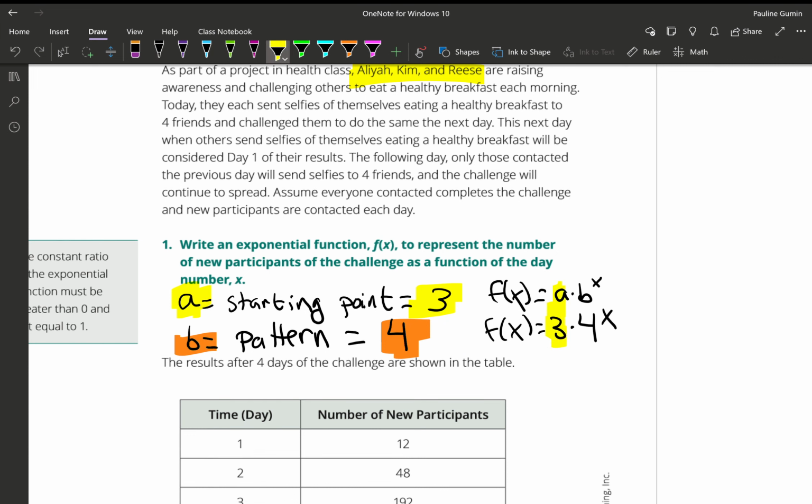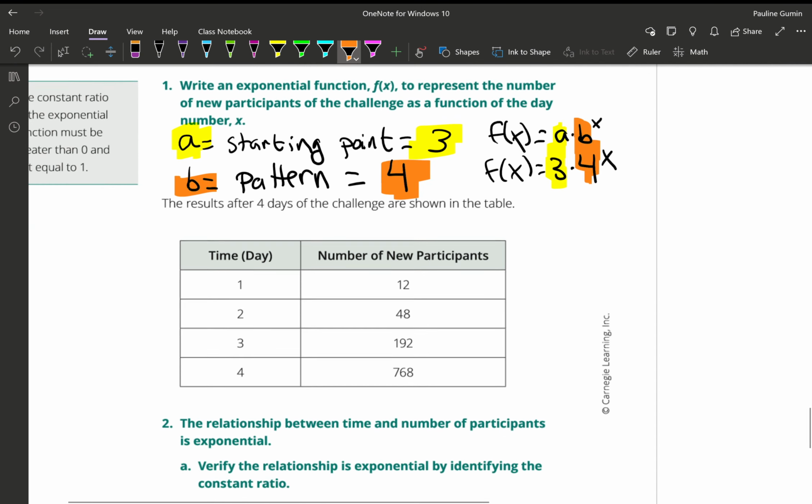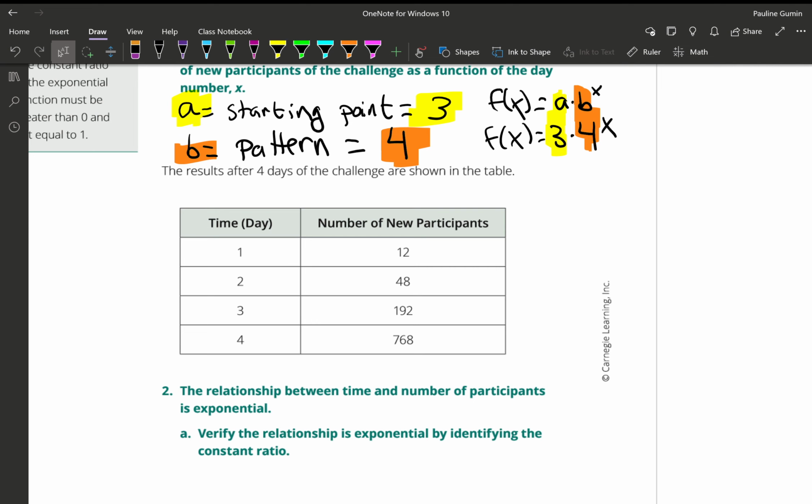Color code, I must color code. And how did I know my pattern was 4? I forgot to highlight it in our problem, but there it is. 4 friends, 4 friends. Here is the table that's being shown. 12, 48, 192, 768 number of participants.